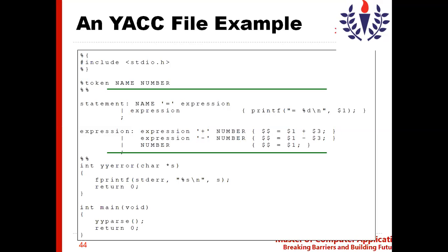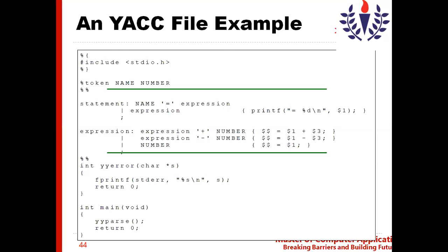And if you look at the second grammar, expression colon, expression plus number. In the second line, we have expression minus number. In the third line, we have number. So generally, it will be doing a bottom to top approach. That is, the parsing approach will be used in the grammar, especially in the rules section.